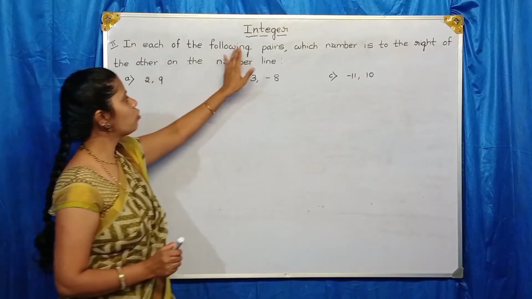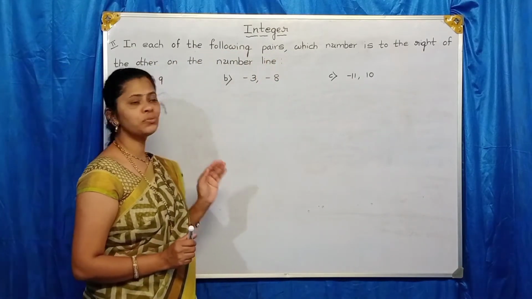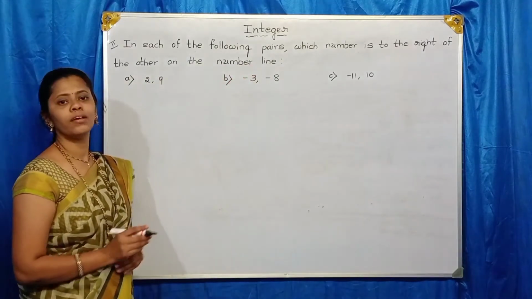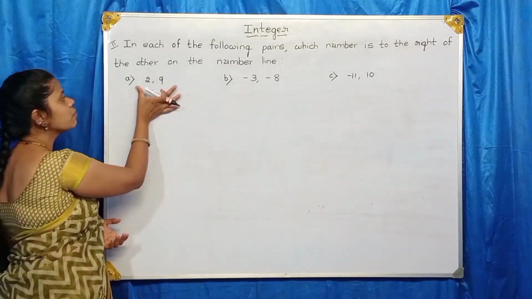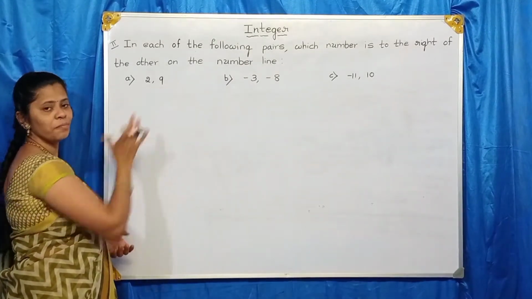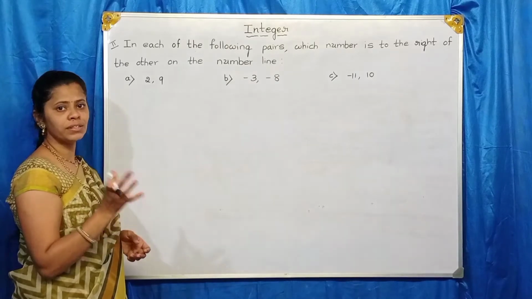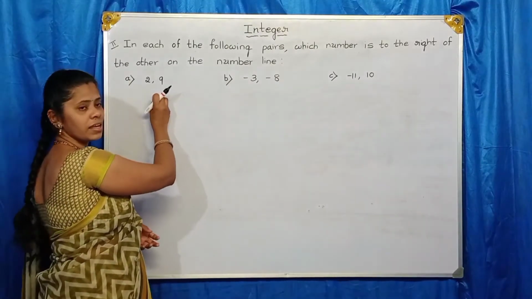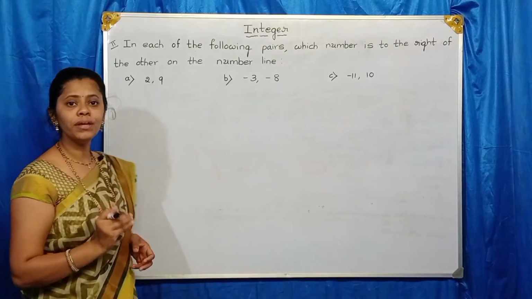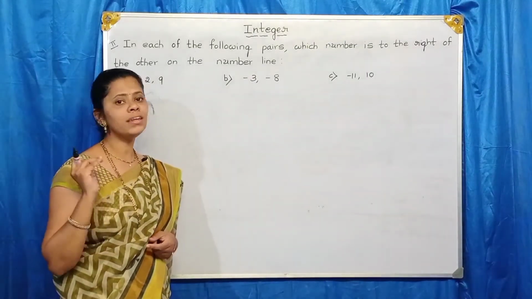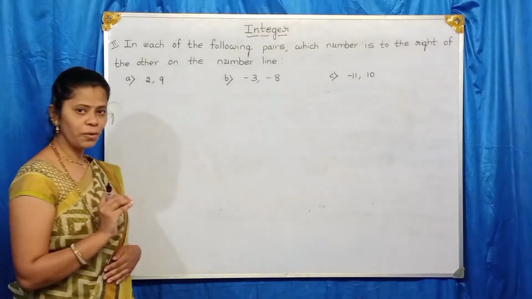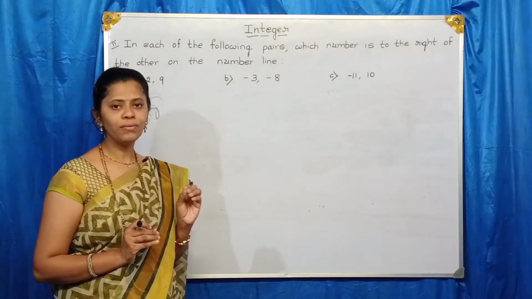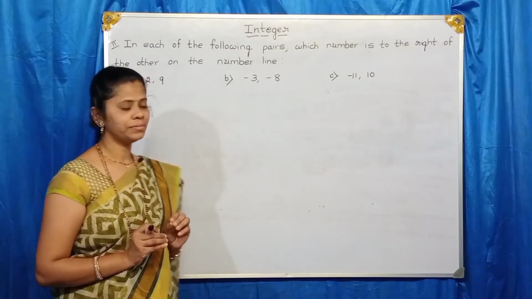In each of the following pairs, which number is to the right of the other on the number line? What are they asking? They have given a pair of numbers. Pair of numbers means two numbers. They have given two numbers. In that, we have to say which number will come on the right side of a number line. Now, let's solve the first problem. 2 and 9. Now, let's draw a number line.